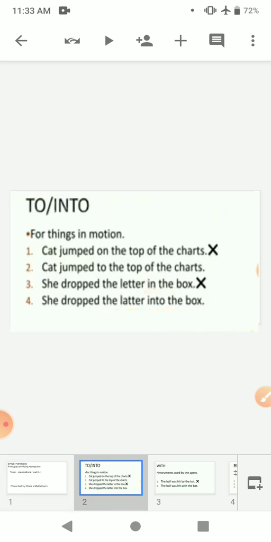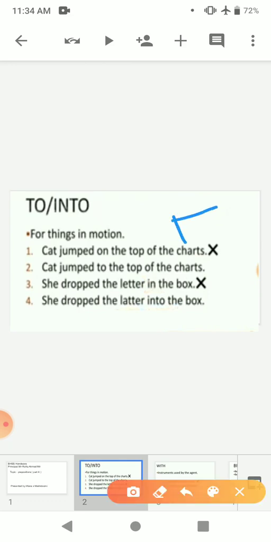Where do we use the prepositions to and into? We use to and into for things which are in motion. It may be any person, any animal, or anything. When they are doing any movement or motion, we use to and into. This preposition to will be used in place of on.